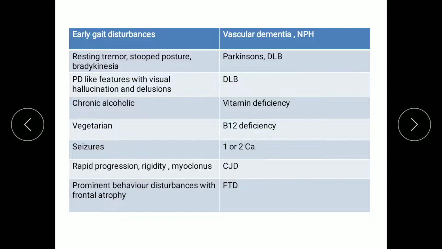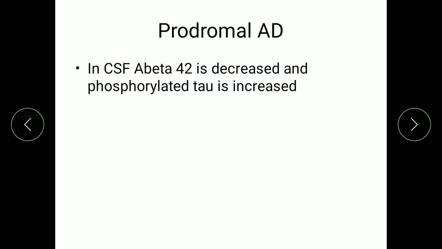Seizures, when the patient presents to us with seizures and dementia, think of primary or secondary malignancies. When the dementia is very rapidly progressing and is also associated with rigidity and myoclonic jerks, think of Creutzfeldt-Jakob disease. When the patient has prominent behavioral disturbances with frontal atrophy, think of frontotemporal dementia. Frontotemporal dementia, as the name indicates, the frontal, that is, the anterior part of the brain will get involved, whereas Alzheimer's disease, it is of the posterior brain. There is a terminology called prodromal AD, that is, the patient will be asymptomatic, and these patients will have decreased A beta 42 in the CSF and phospho-tau will be mildly increased in the CSF.